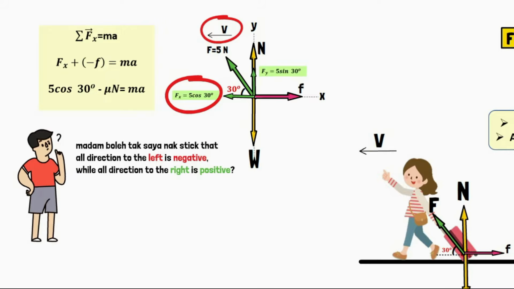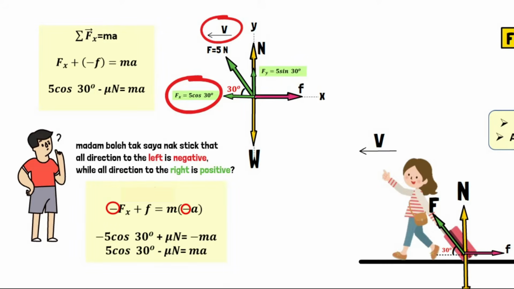Jadi kalau you nak ambil direction of force to the left is negative, tiada masalah. So kita akan tulis negative Fx plus friction to the right. So dia akan jadi plus F equal to M negative A. Make sure the direction of your acceleration must follow the direction of the motion. So since the motion is to the left, so direction of A should be negative.